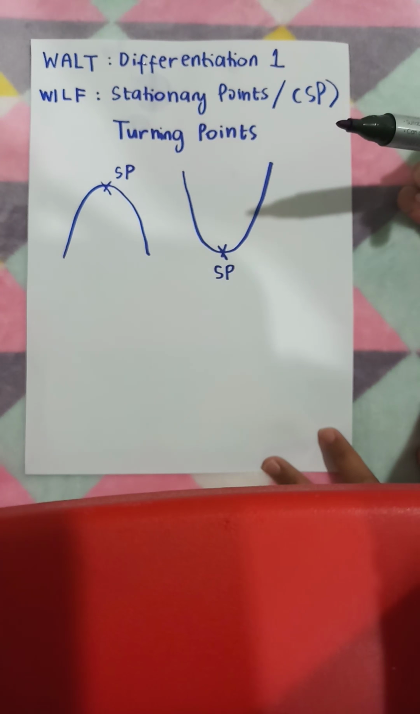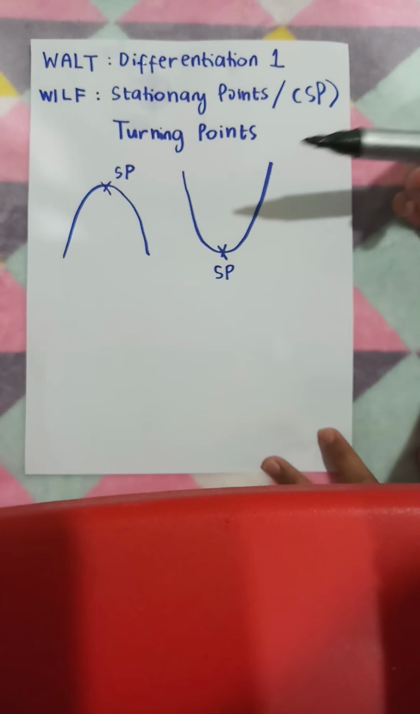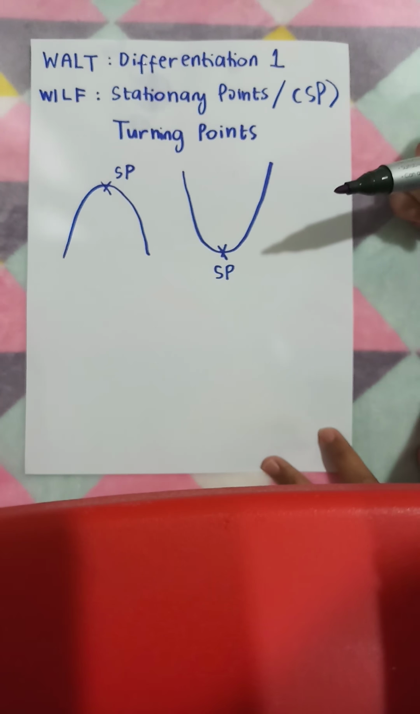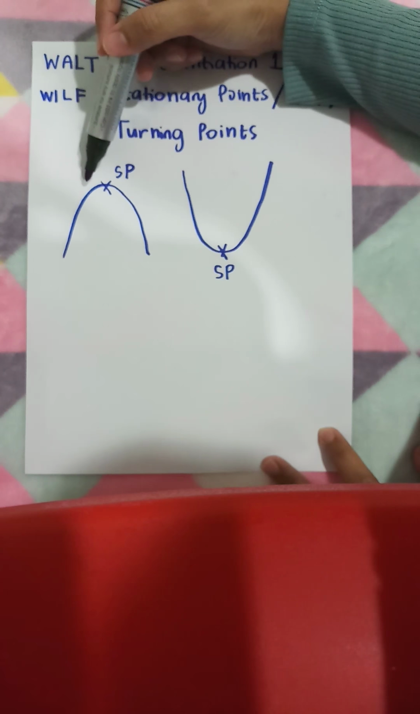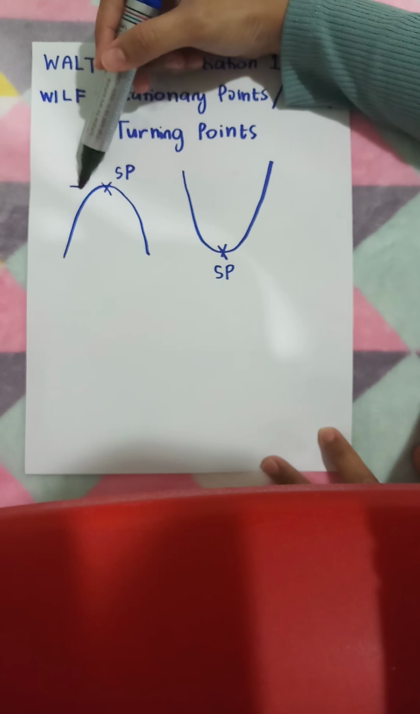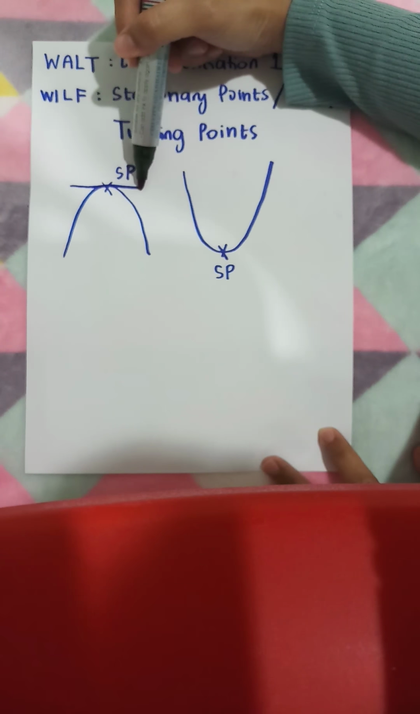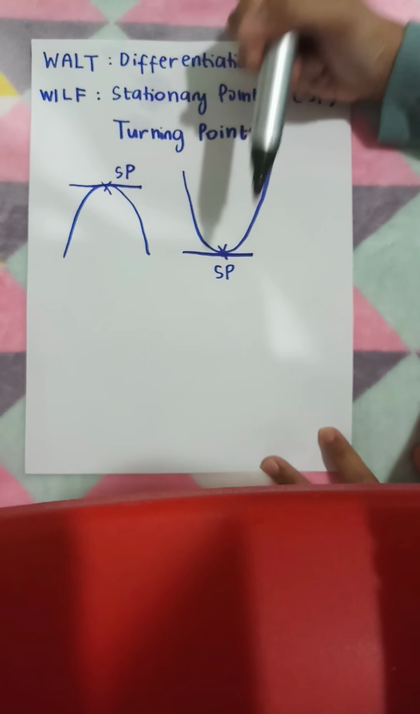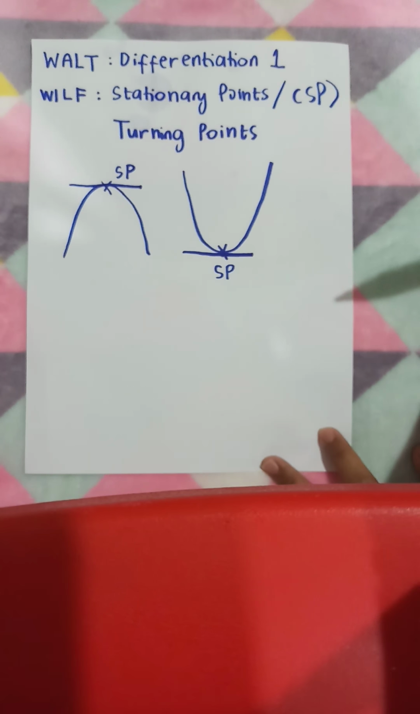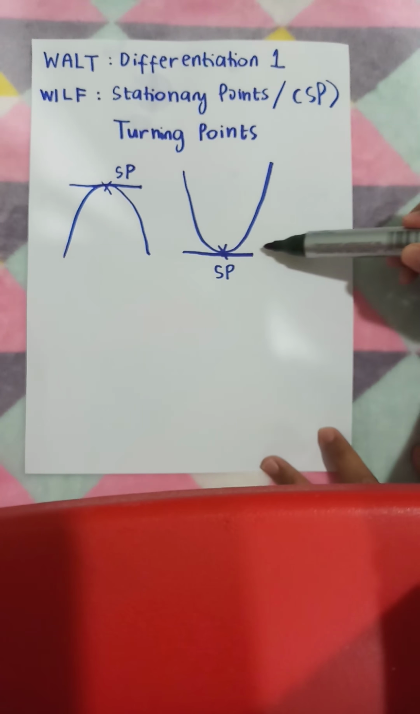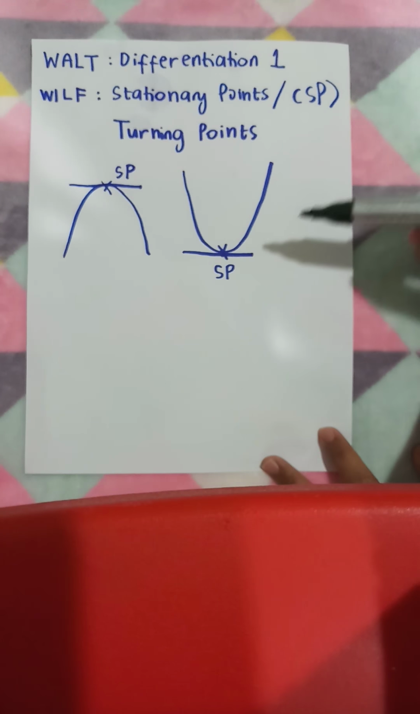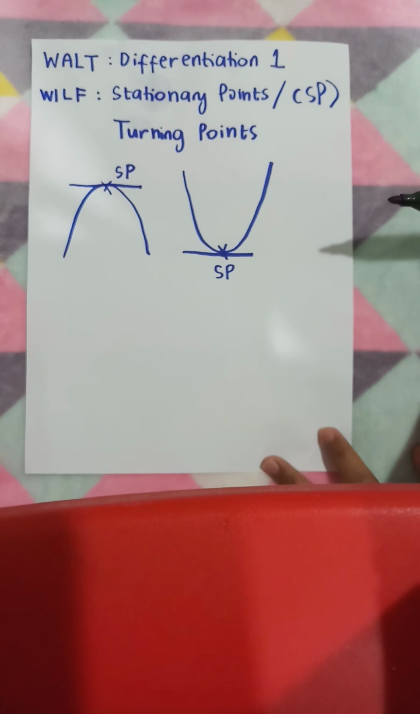Now if I ask you what is the gradient at this stationary point, how do we calculate gradient? To calculate gradient, usually we draw a tangent line at that particular point. When you draw a tangent line, you will get a straight line at these two points here. So what is the gradient of this tangent line?